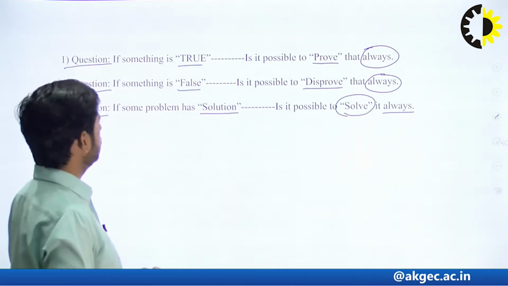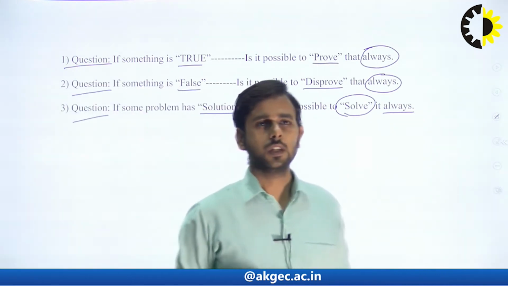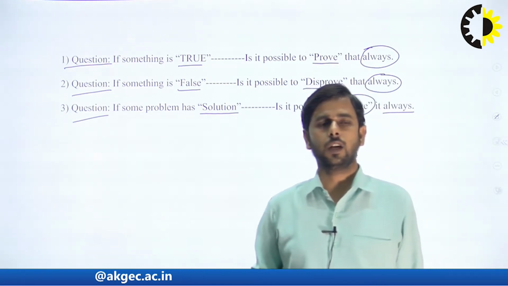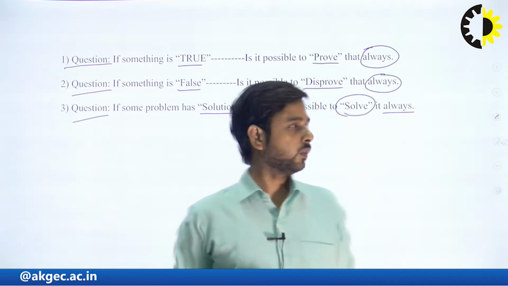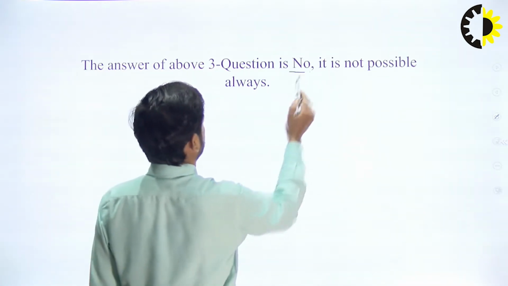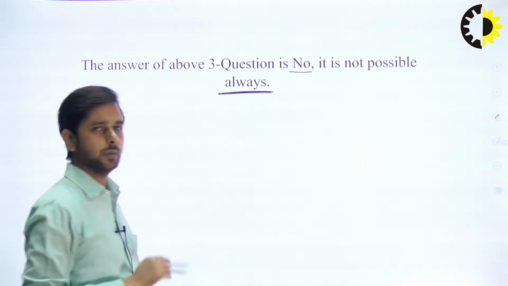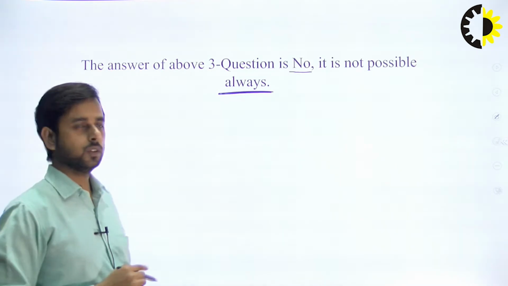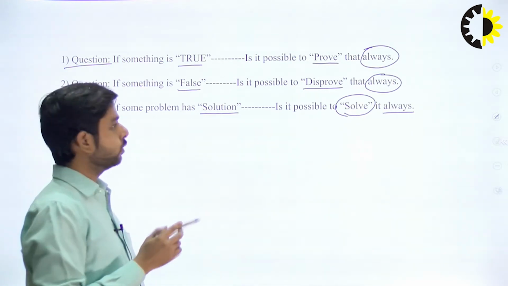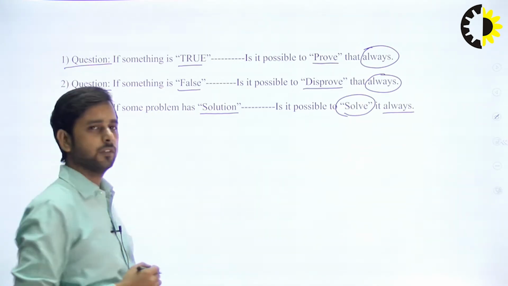So these are the three basic questions. From these basic questions we derive the capabilities of a computer, and to what extent and what type of problem a computer can solve. The answer to the above three questions is no, it is not possible always. Sometimes it may be possible, but the keyword always is very important. So if something is true, it is not always possible to prove that. Similarly for the false case and similarly for the solution.